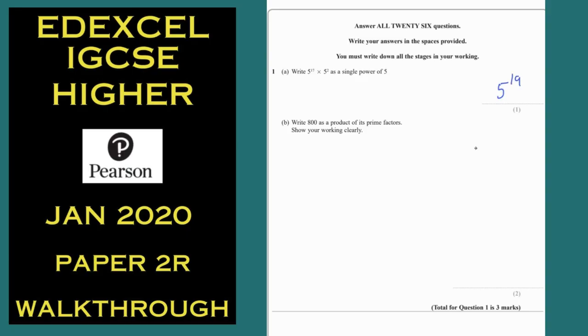Write as a product of prime factors. Plenty of methods. You can either do repeated bus stop, anything you want really. I just go for the standard. Let's do 80 times 10. The 10 can be 5 times 2.